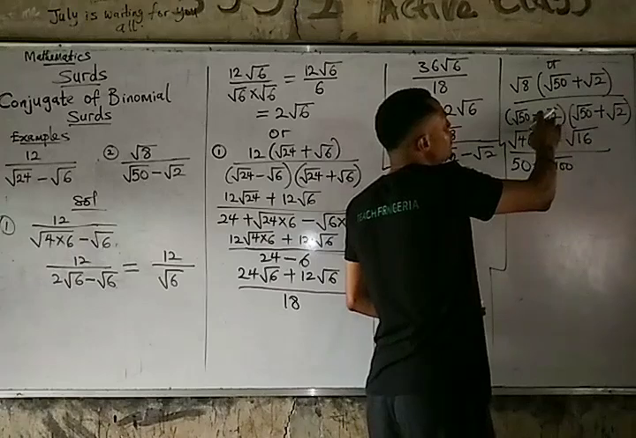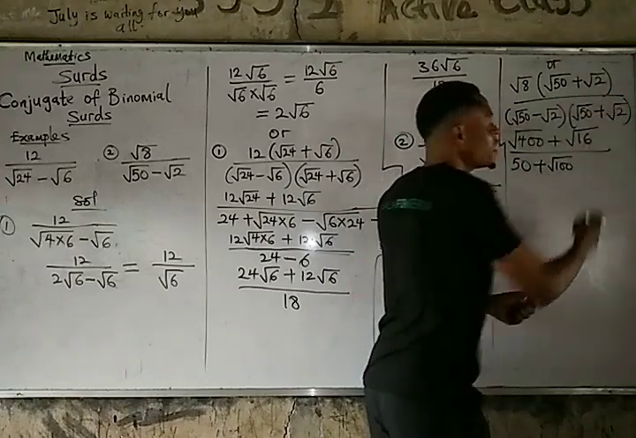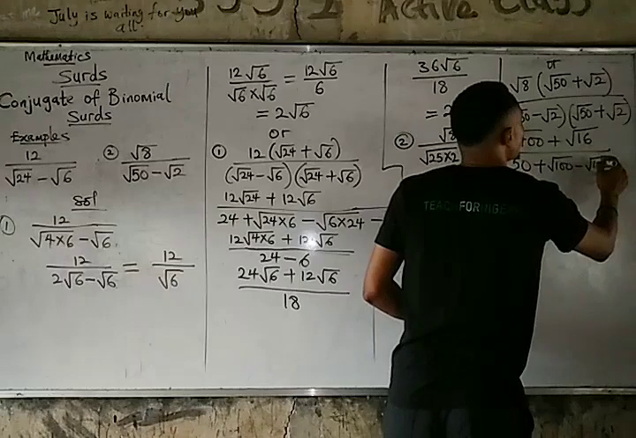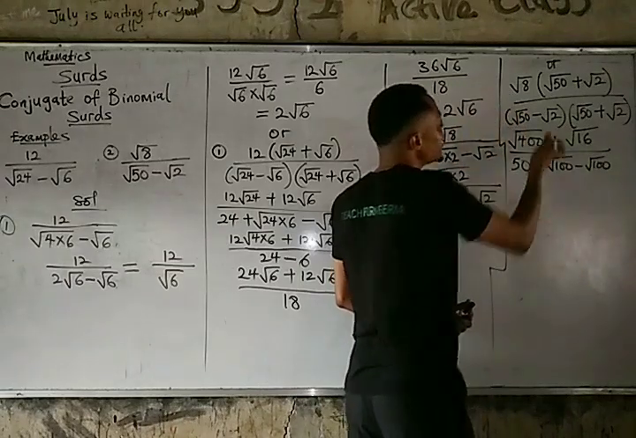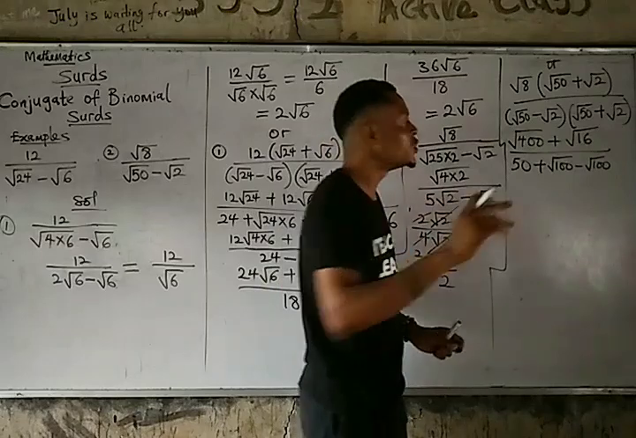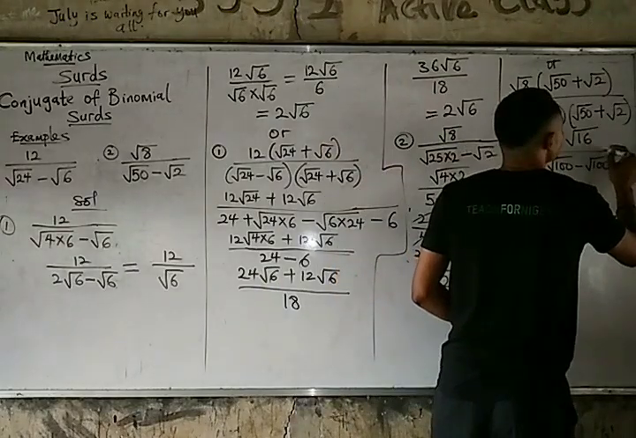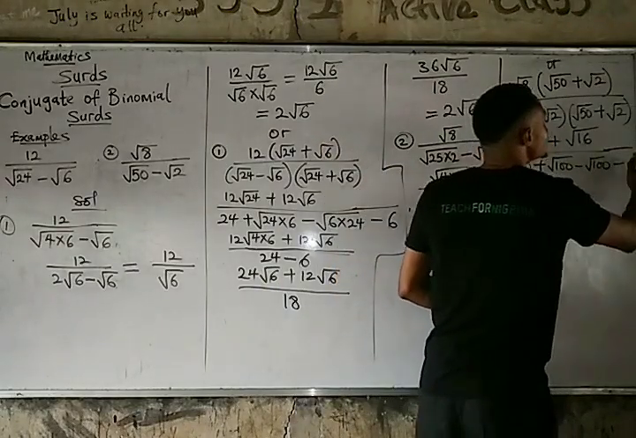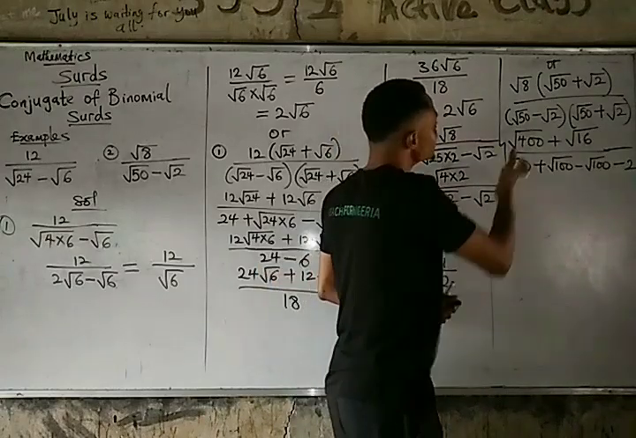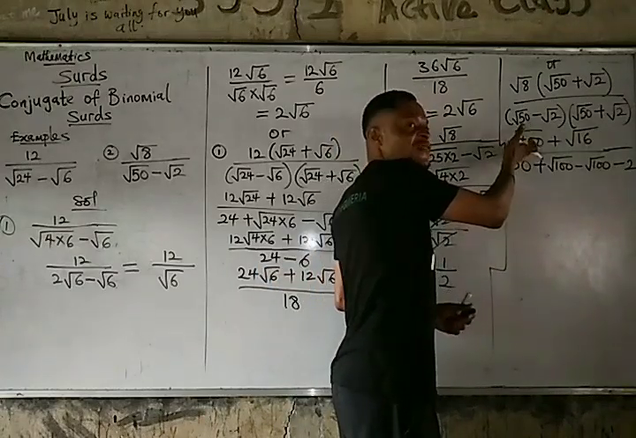For this, minus root 2 multiplied by root 50 will give me minus root 100, and finally minus root 2 multiplied by root 2 will give me minus 2. That will give me 2. The next thing is to simplify this.